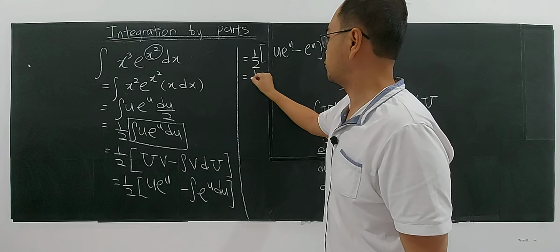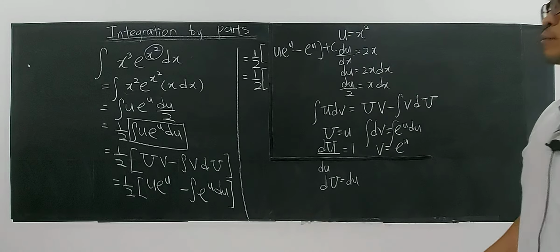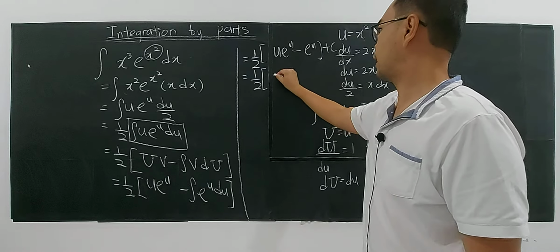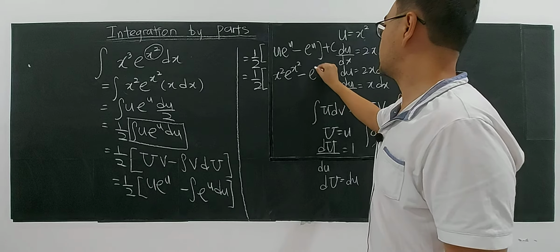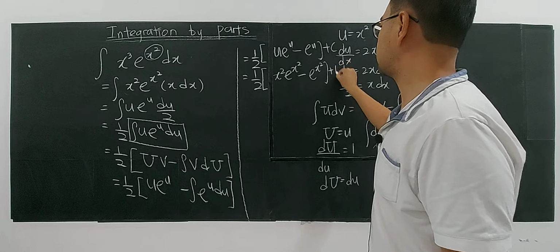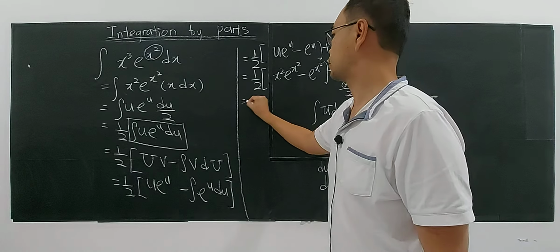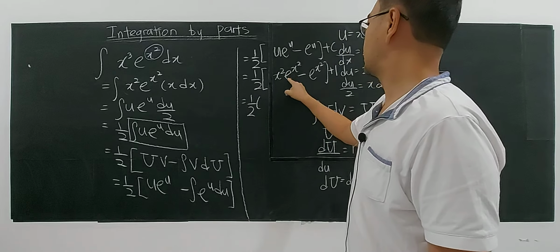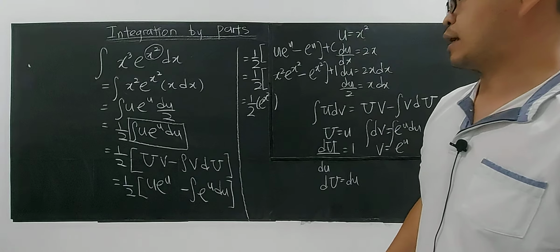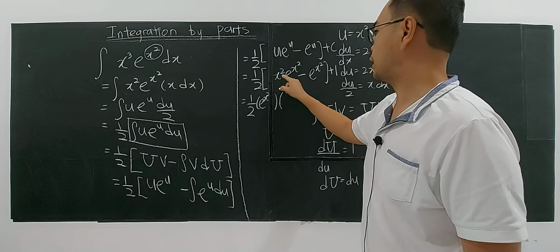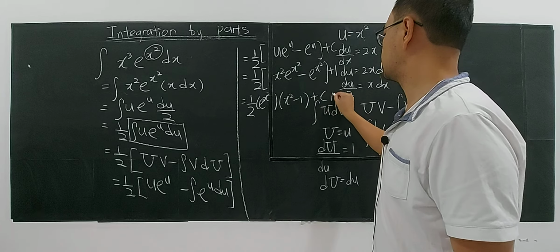But don't forget the u here is actually x to the power of 2. So x to the power of 2 e to the x to the power of 2 minus e to the x to the power of 2 plus c. Or I can rewrite this as 1 over 2 e to the x squared. I can factor out e to the power of x squared, and the remaining is x squared minus 1, plus c.